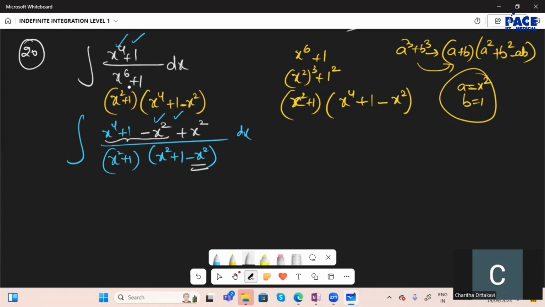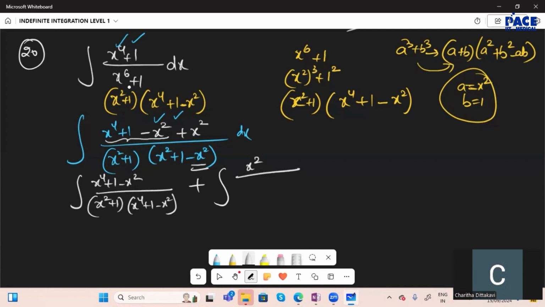Now observe these three as one set. Split the integral: (x^4 + 1 - x^2)/((x^2 + 1)(x^4 + 1 - x^2)) plus integral of x^2 by (x^2 + 1)(x^4 + 1 - x^2). All right, this is what I have. Now there are terms which are getting cancelled, isn't it?